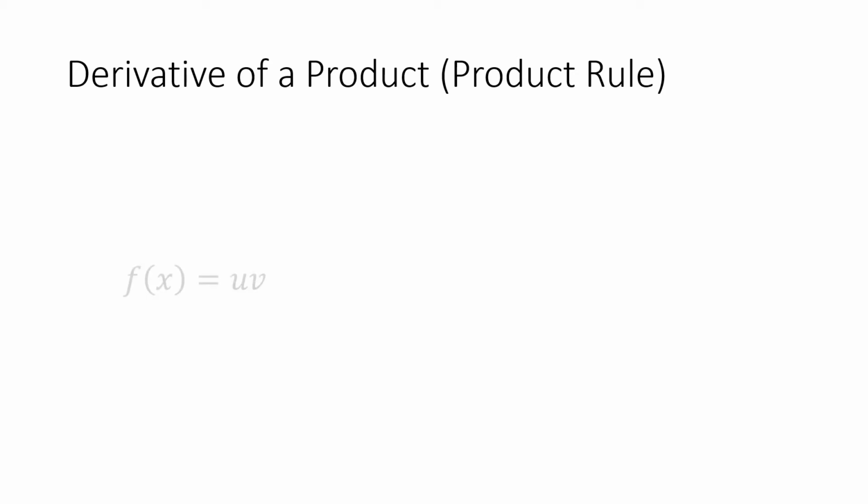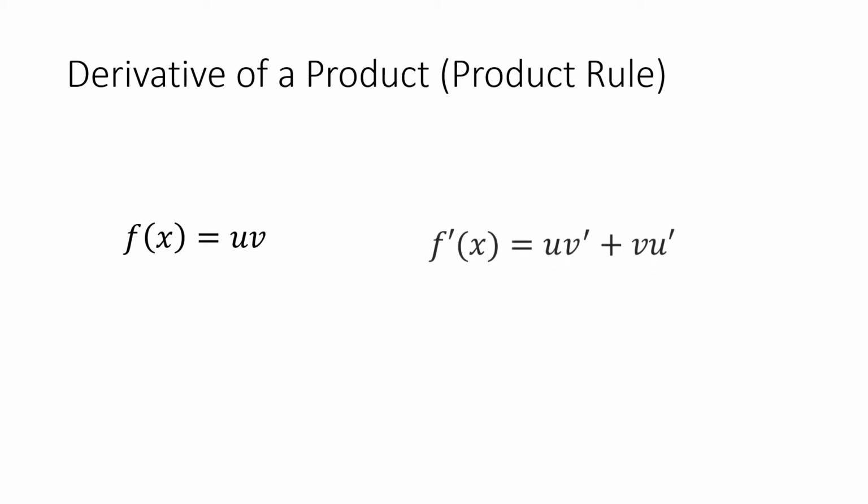So let's say we have a function and it is f of x equals uv, meaning this is a product in a sense that we have two factors, the u and the v. The derivative of this function, or should we say the derivative of a product, uv, is simply f prime of x is equal to u v prime plus v u prime. So that means in this case, we have to get the derivatives of u and v and then apply it to the formula of the derivative of our function.